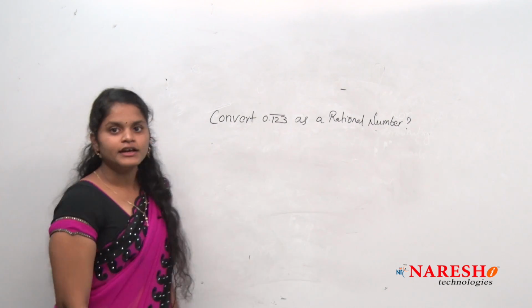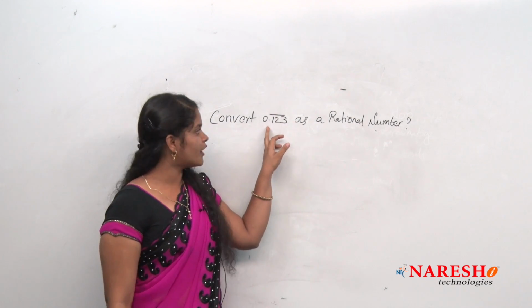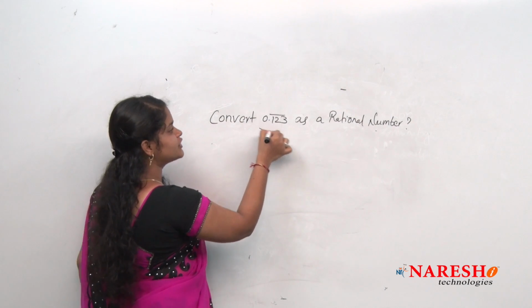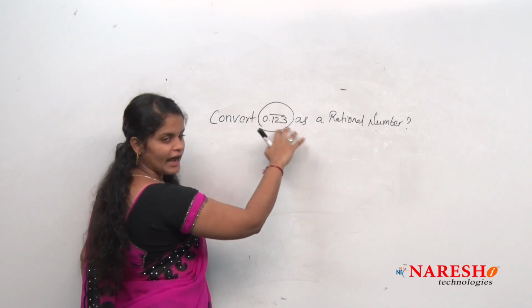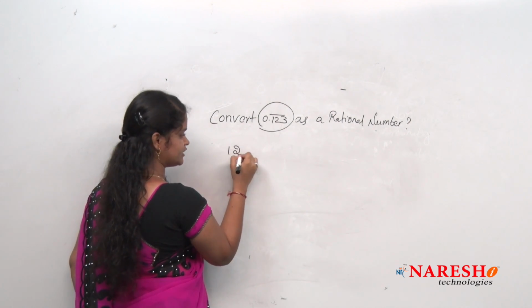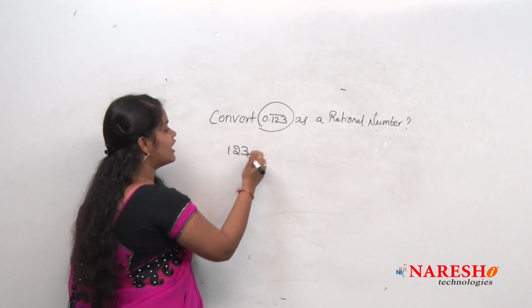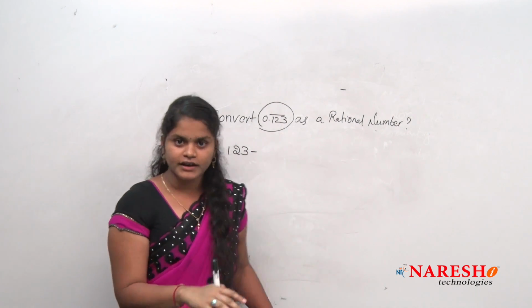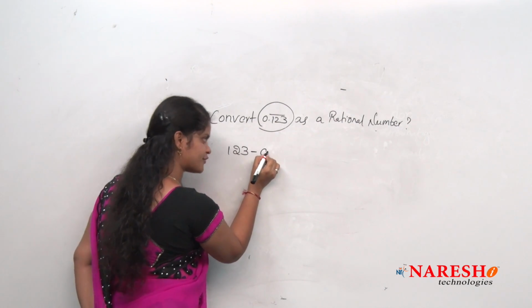Okay, fine. Now let me explain you the shortcut. See, the given number is 0.123, right? So I will write the given number without decimals and without bar. Okay, entire number, it will be how much? 123. Yes, entire number, it will be 123. I should subtract whatever the number is there without bar. What is the number here without bar? Only 0. So I should subtract 0 from this.